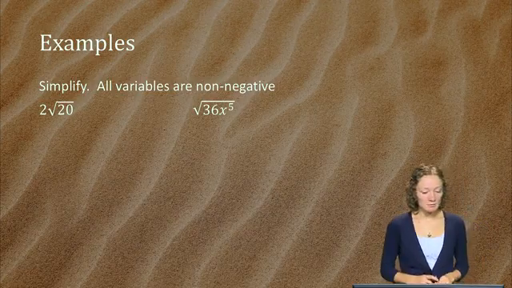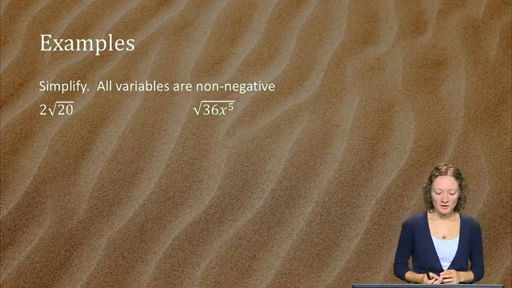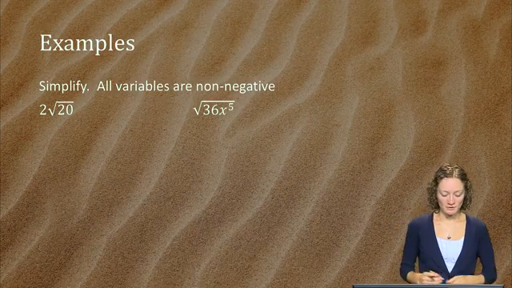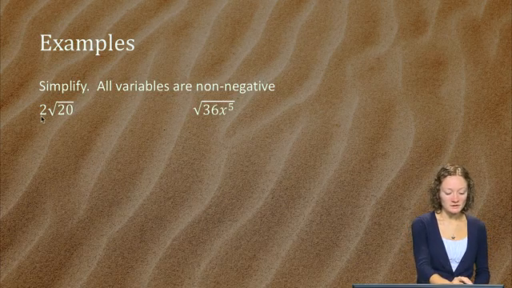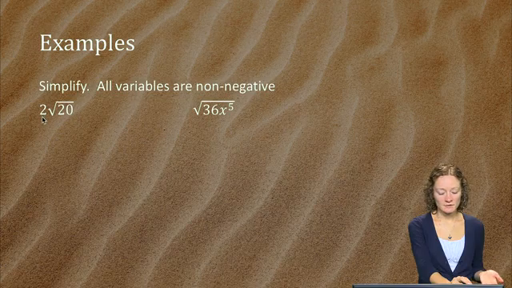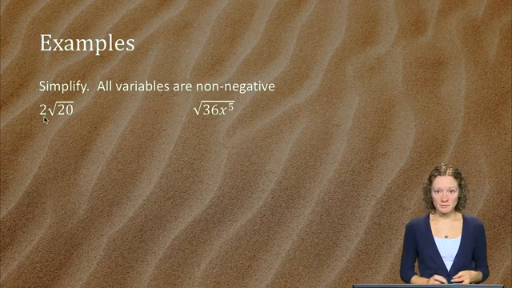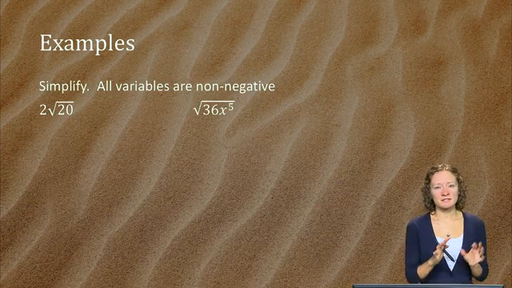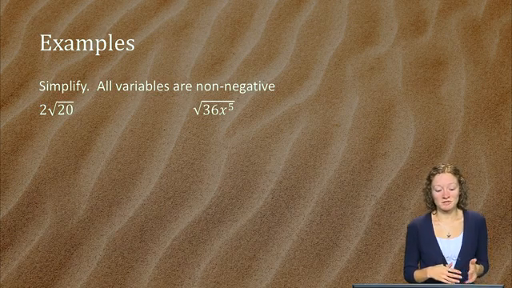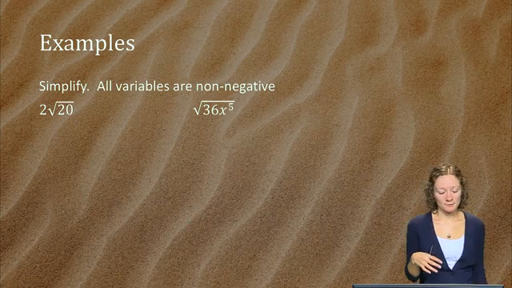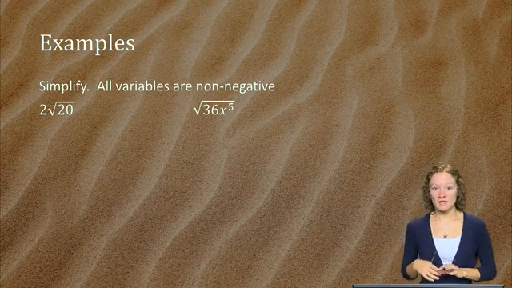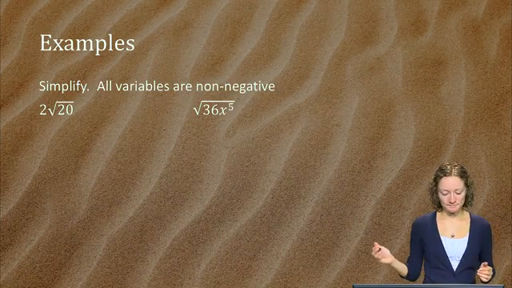So let's simplify some more. All variables, again, are non-negatives. Now we have variables involved. So we have 2 square root of 20. It looks a little different because there's a number already on the outside. The only difference for this type of problem is that some of the work has already been done. Someone already broke some stuff down inside, already found a pair of 2's and brought it out. So it just stays outside. It's part of the answer. It'll interact with anything that comes out of the radical.